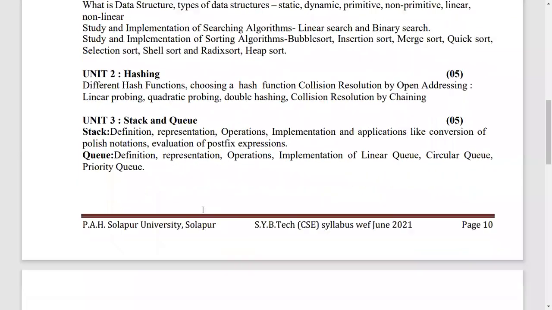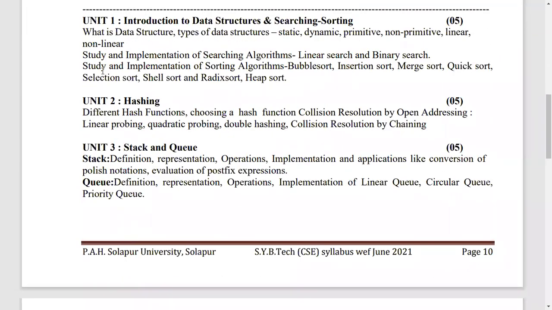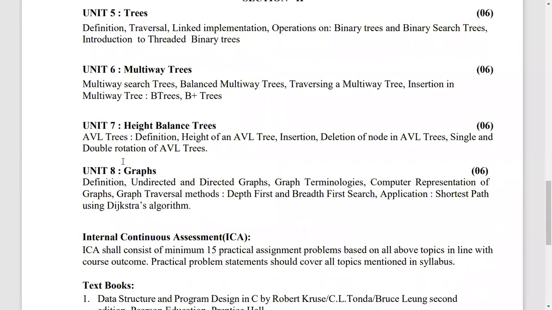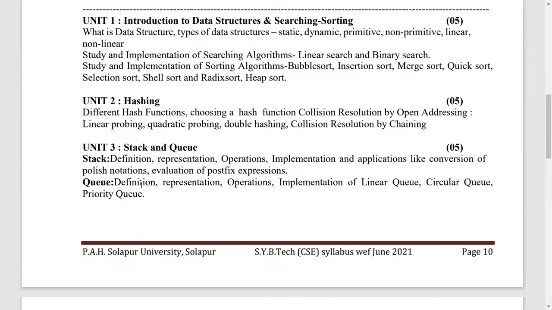Eight units are there: 1, 2, 3, 4, 5. Total 8 units are there. We'll discuss them one by one, and here I will give the introduction of all the units. Is the syllabus screen visible? Yes, sir. Okay.